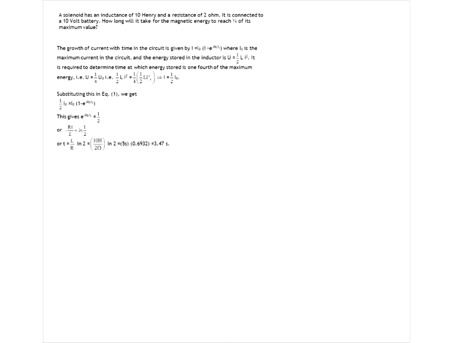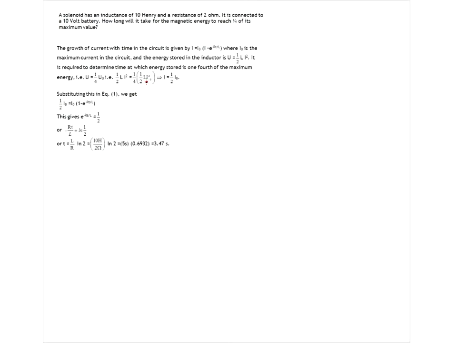Now maximum value is half L I infinite square, or half L I naught square. That's the maximum value. Either use infinite here or 0 here. So 1/4 of that, that's what energy should be.